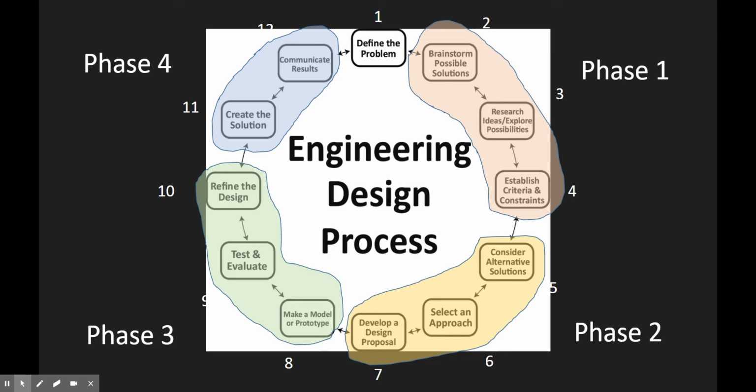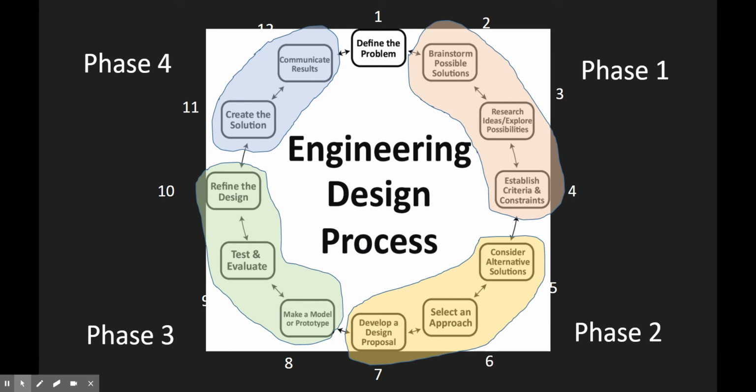Phase 2 is all about considering the alternative solutions, selecting one, and starting to develop that best solution that you have. Phase 3 is all about making a prototype, testing the prototype, and then redesigning that prototype as necessary to make it as good as possible.